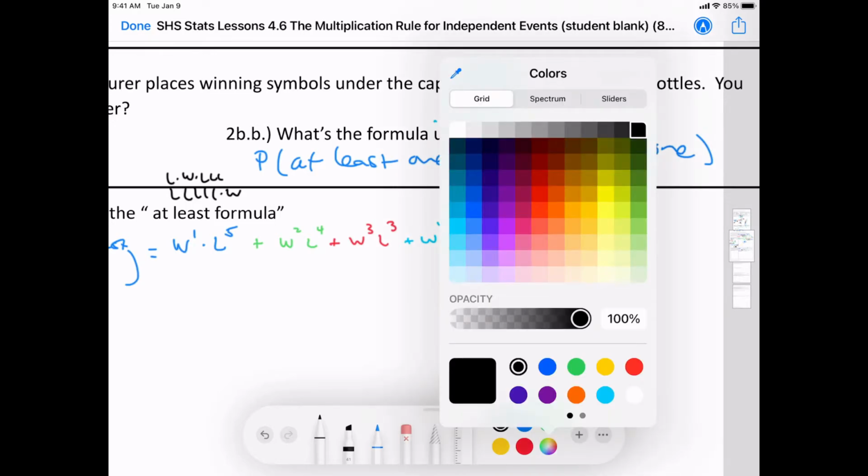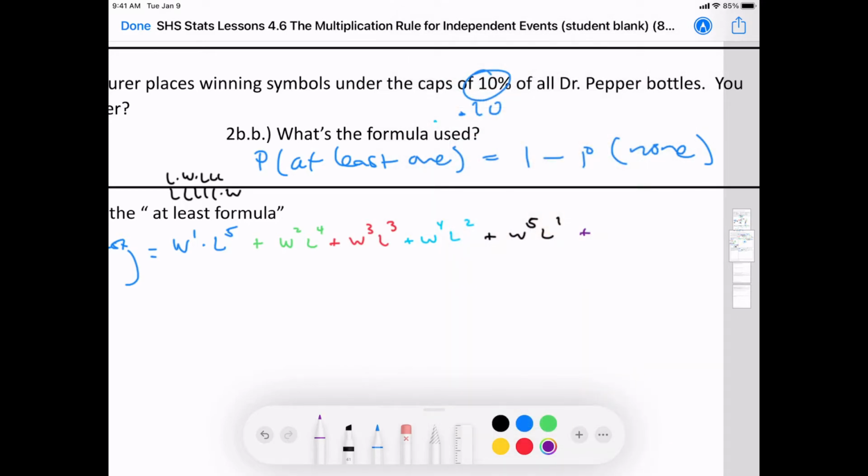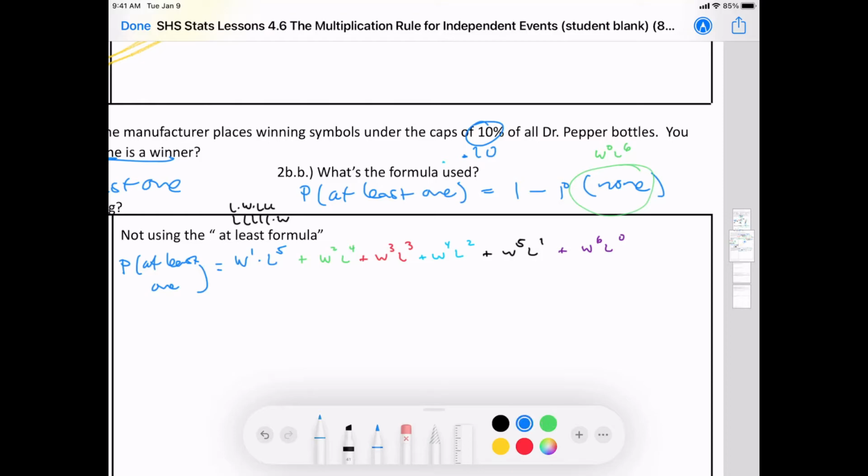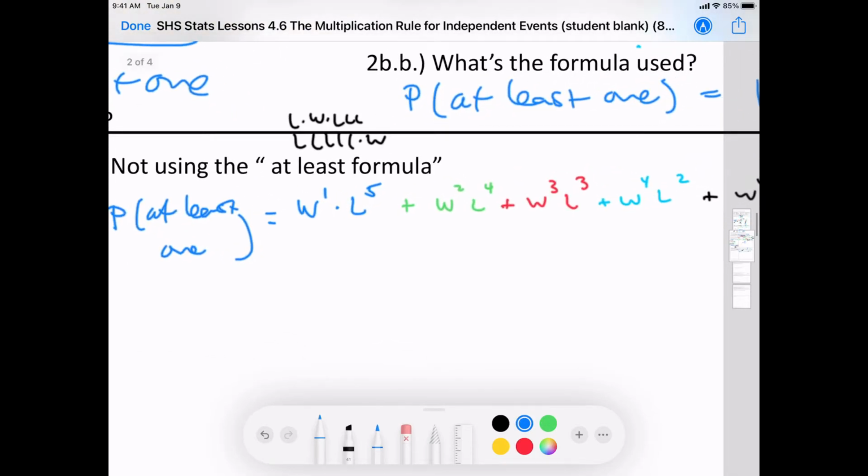And you can actually have 6 winners and 0 losers. But the none aspect is winning none and losing all 6. Okay? So let's just, I'm doing this without the formula. So this would be probability of winning is 0.10, and losing would be 0.90 to the 5th power. Plus winning would be 10%, losing would be 90.